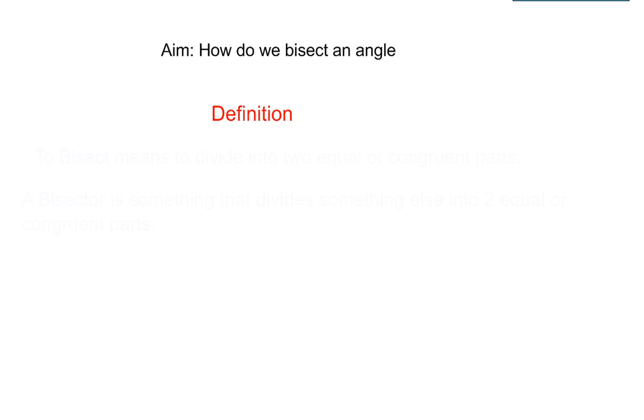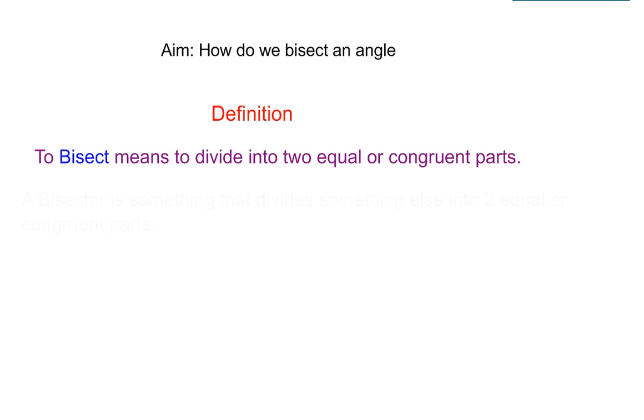Okay, today's aim is how do we bisect an angle? Well, the first thing we have to do is define what it means to bisect. So what does it mean to bisect? To bisect means to divide into two equal or congruent parts. So bisect is a verb.